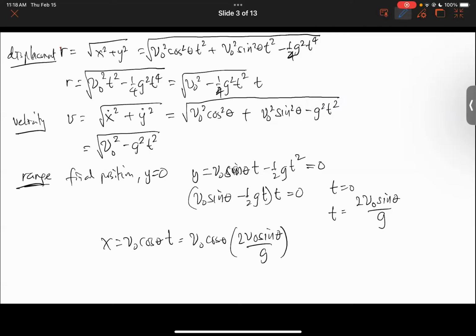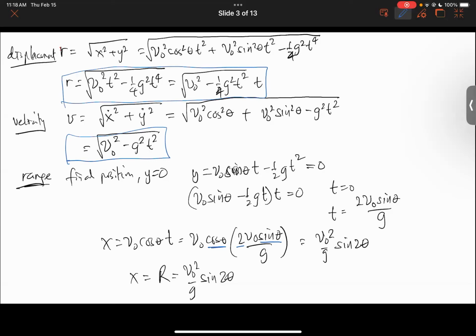Okay, itong 2 cosine theta sine theta is just sine 2 theta. So this gives us v naught squared over g sine 2 theta. So yan yung ating range ngayon. V naught squared over g sine 2 theta. Okay, so now we have solved for the velocity, the displacement, and the range, okay, as required dun sa problem.